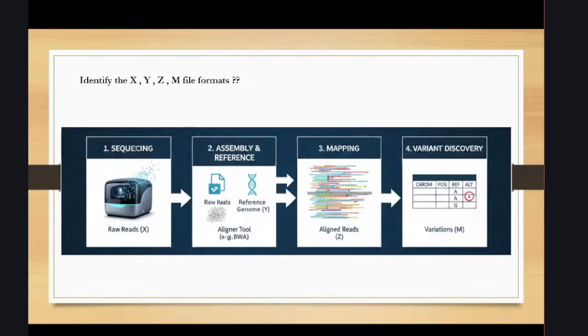Initially, when there was only Sanger sequencing, the output format of the raw reads was FASTA, but now FASTA is not used because it does not include a quality score. The current sequencing procedures, Illumina sequencing and nanopore sequencing, give FASTQ files only. So X cannot be FASTA, it's FASTQ only. Thank you, ma'am. I got disconnected in between. Okay, no issue.